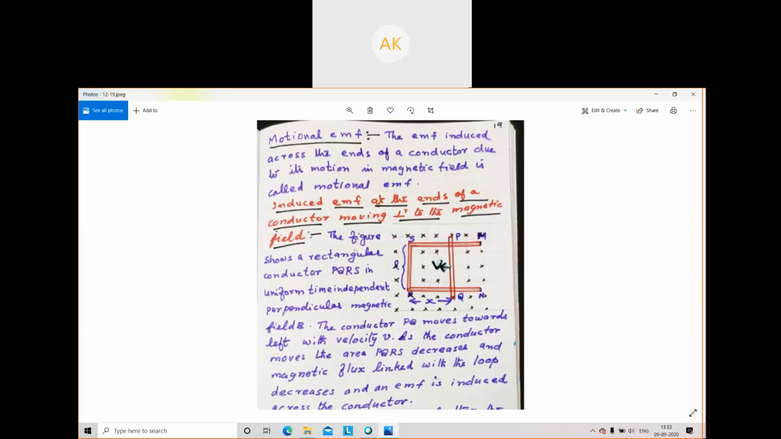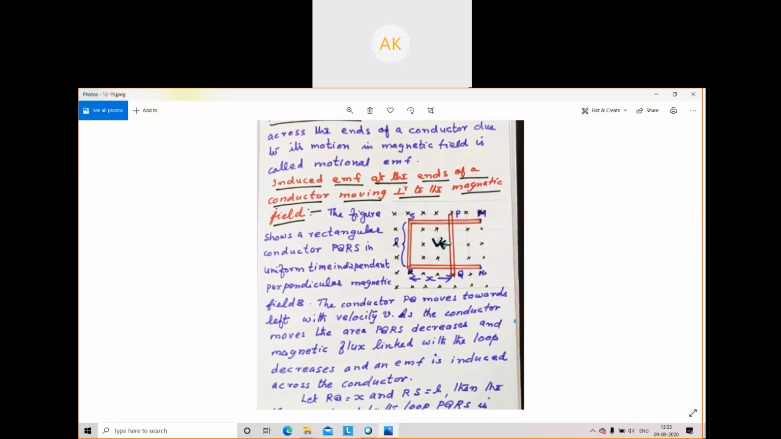An experiment is explained here to find the expression for motional EMF: the induced EMF at the ends of a conductor moving perpendicular to the magnetic field. Here you can see equally spaced cross marks. What do equally spaced cross marks represent? They represent a magnetic field perpendicular to the plane and inwards.